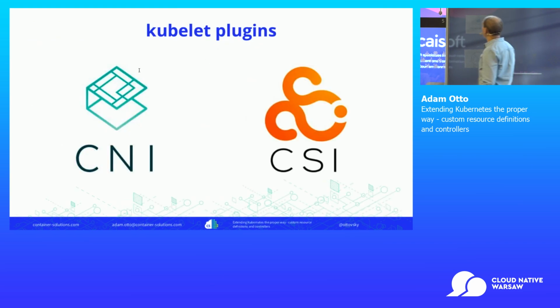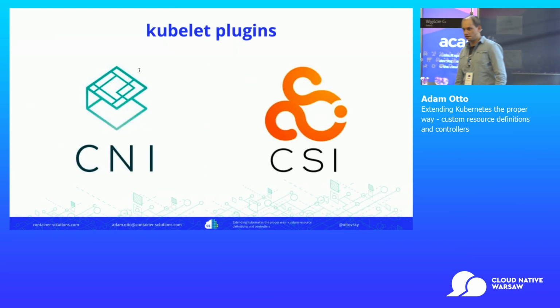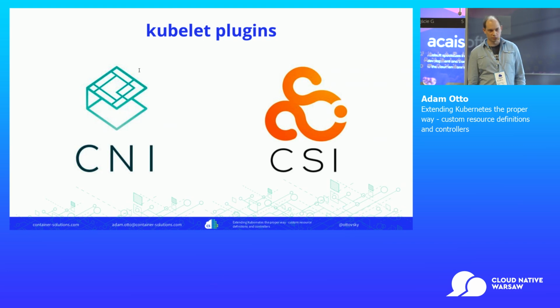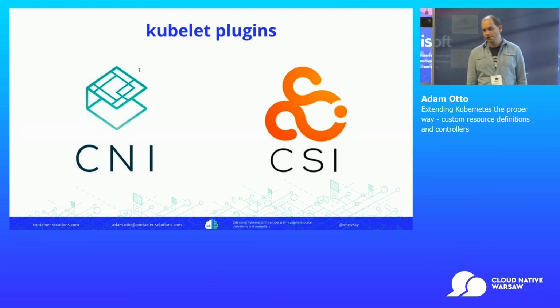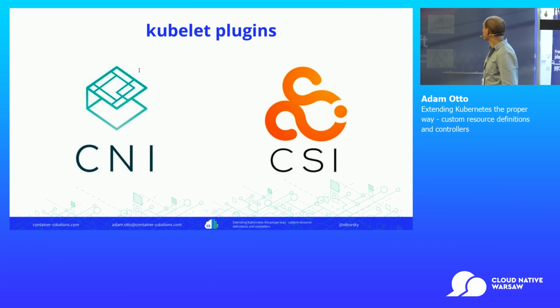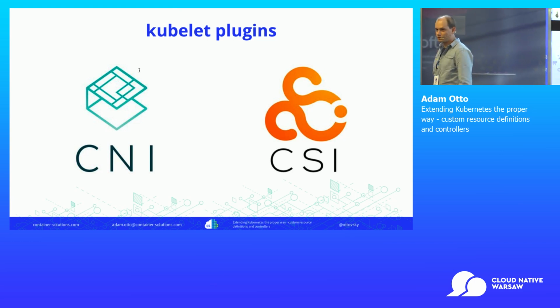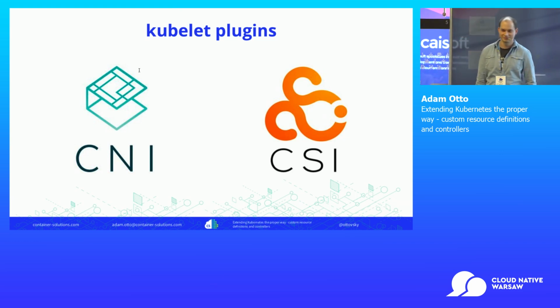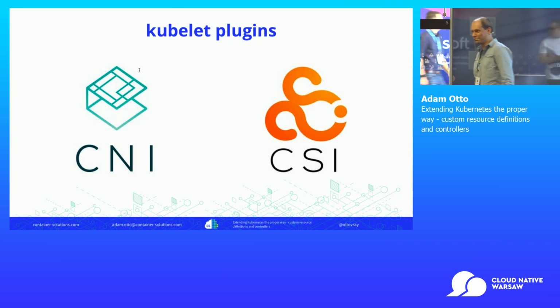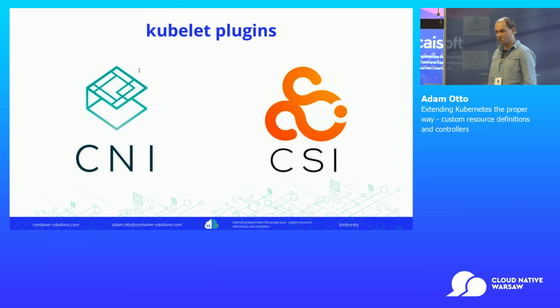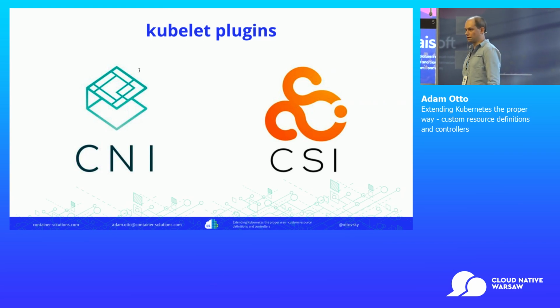The next extension point is kubelet plugins. You may be familiar with these. They are CNI, which is Container Network Interface, and CSI, which is not the TV show. It stands for Container Storage Interface. Those two plugins are in the form of a binary, and they allow us to provide networking or storage to the pods once they are scheduled and running on the nodes.